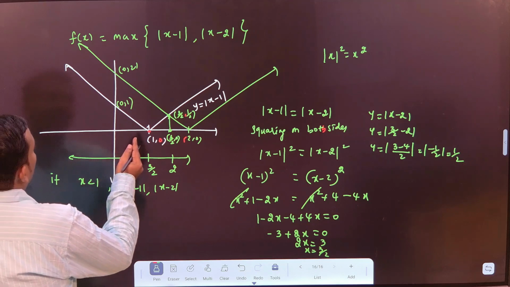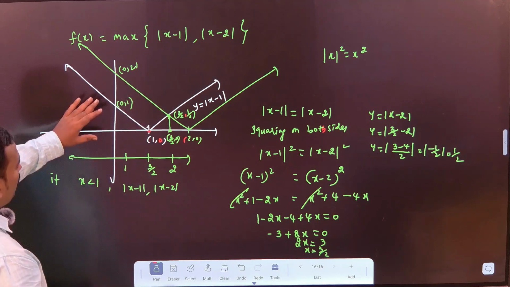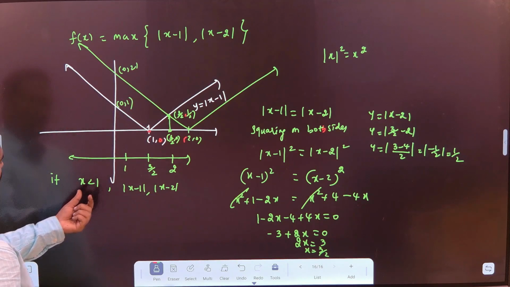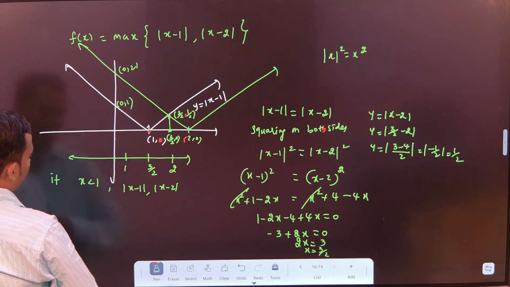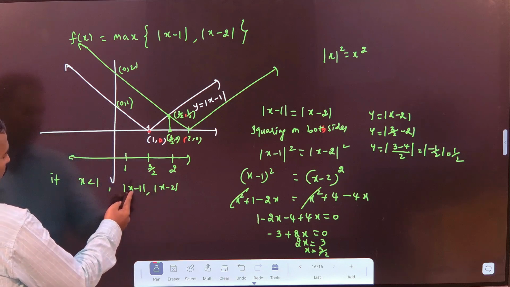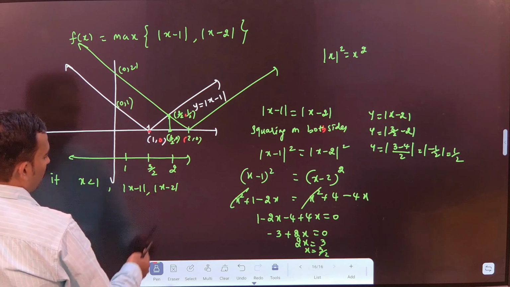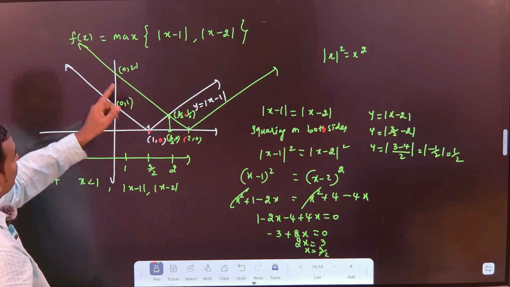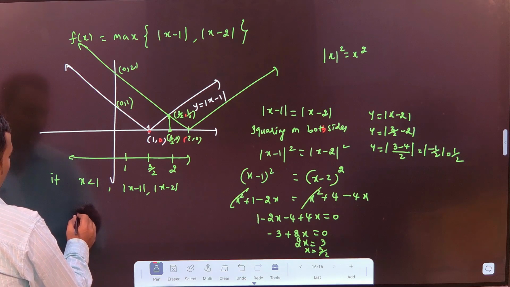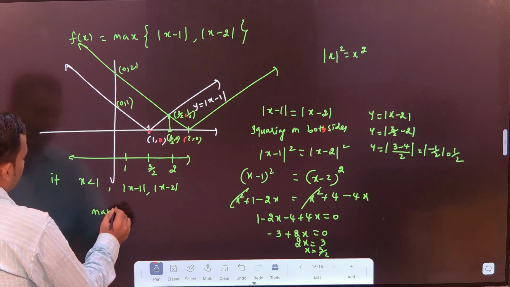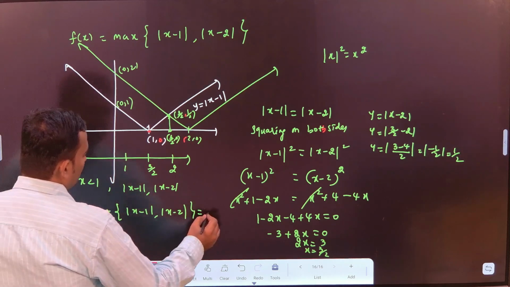I am just checking mod x minus 2 and mod x minus 1. If I check less than 1, you have to choose 0 only, no? Don't take 2, right? You put 0: mod minus 1 is 1, and mod minus 2 will be 2. So mod x minus 2 is the maximum, you can see from the graph. So you have to see the maximum of mod x minus 1 and mod x minus 2. The maximum here is mod x minus 2.